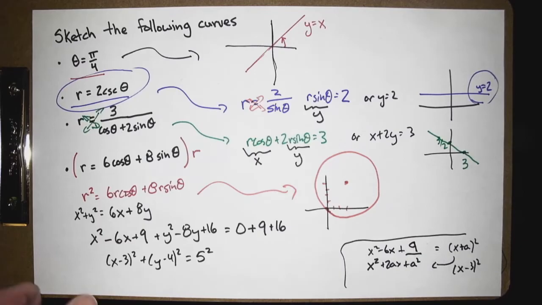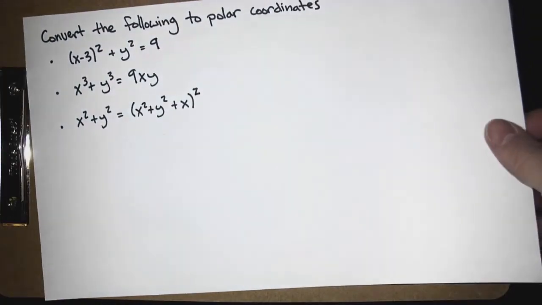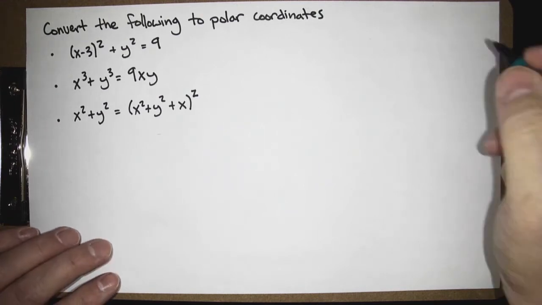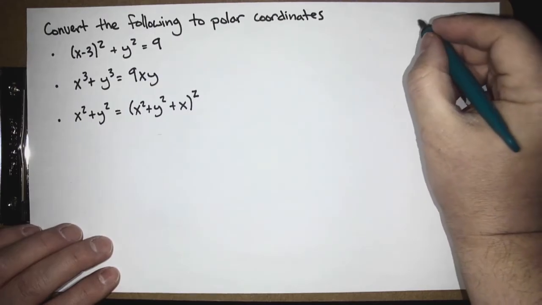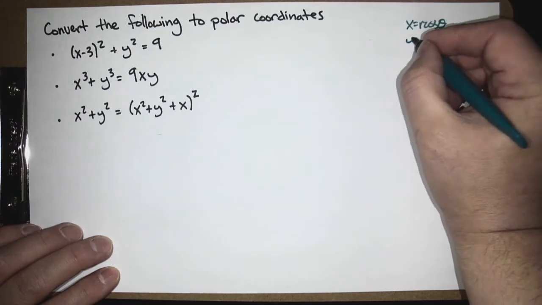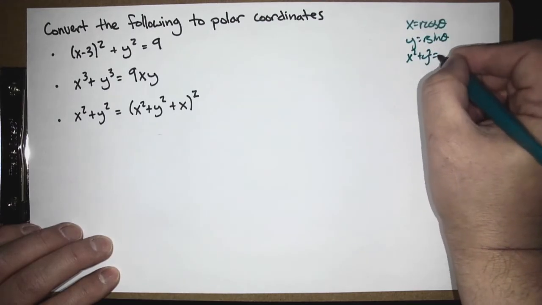All right. Well, that's going from polar to rectangular. What if we want to do the opposite? All right. We want to convert this into polar coordinates. x minus 3 squared plus y squared equals 9. Now, what are we looking for? Well, as a good rule of thumb, we can do the following. We have x equals r cosine theta, y equals r sine theta, and x squared plus y squared equals r squared.